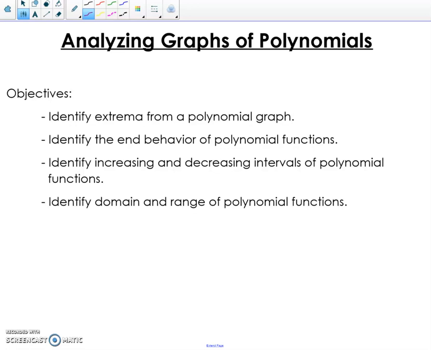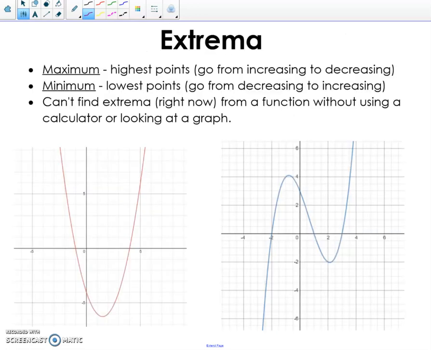In this lesson, we're going to analyze graphs of polynomials, and this is basically a recap of things that we've done before. So we're going to start out by looking at extrema. Extrema are the maximums and minimums. Maximums are the highest points on our graph, and the minimums are the lowest points on our graph.